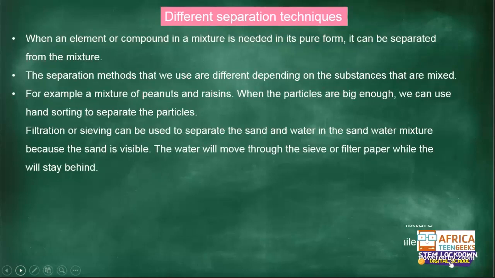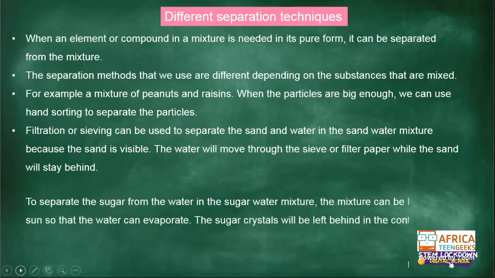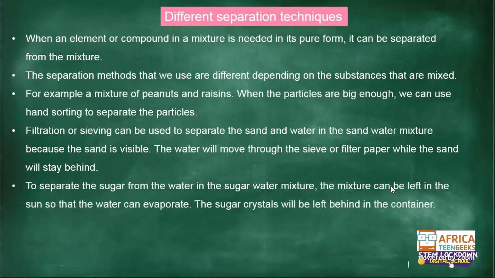Filtration and sieving can be used to separate the sand and water in the mixture because the sand is visible. Water can move through the sieve or the filter paper and the sand will stay behind. So you're going to filter the water through the filter paper.